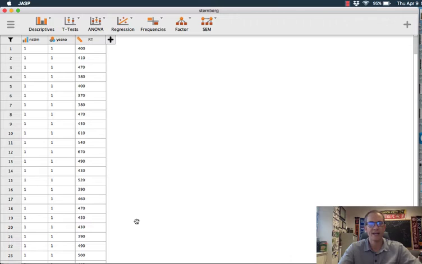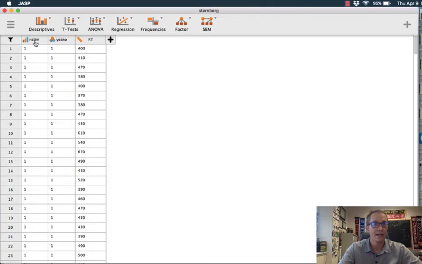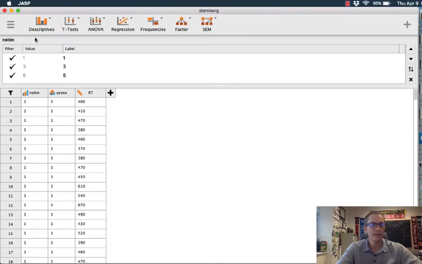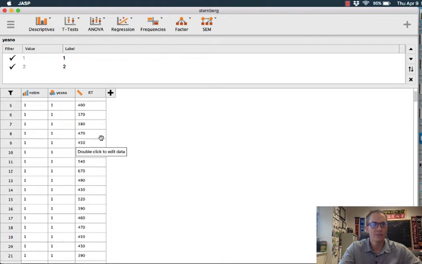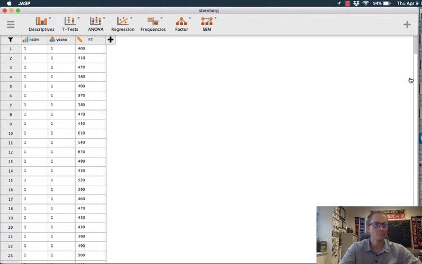So let's just look at this data file. You can see we've got the nstem. These values are 1, 3, and 5. A quick way to see that is simply to click on the label itself, and it'll open up a little filter dialog. It shows you what the different values are. We can do the same thing with yes, no. There's 1s and 2s. And then this RT column has numbers, and these represent milliseconds. So 400, 410, 470 milliseconds. These are your response times. Let's just hit X to get rid of that.